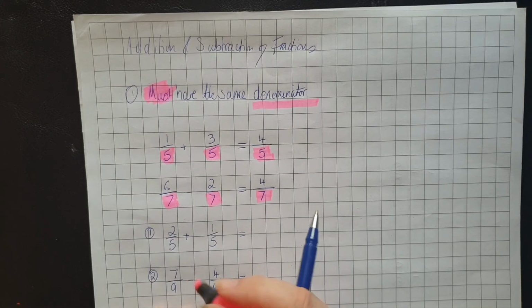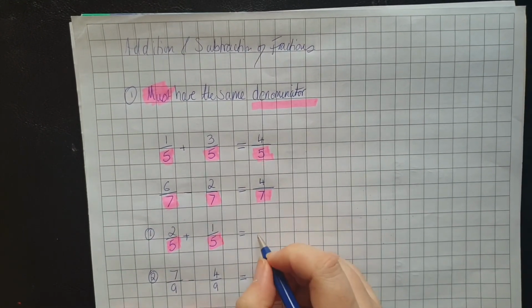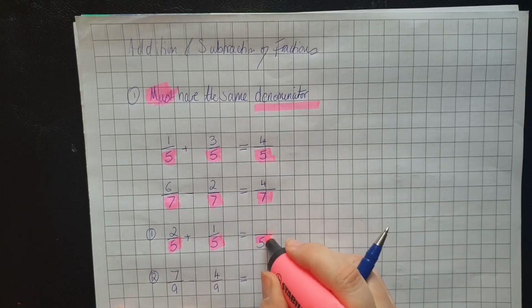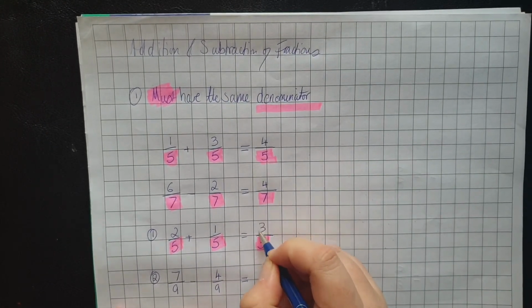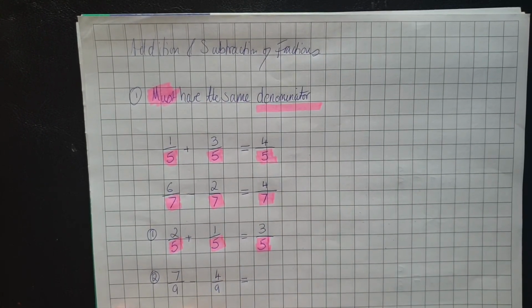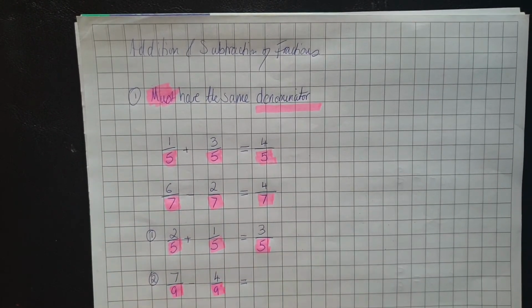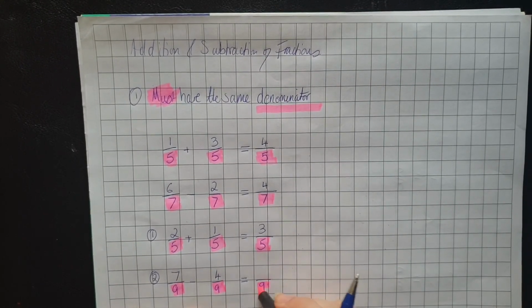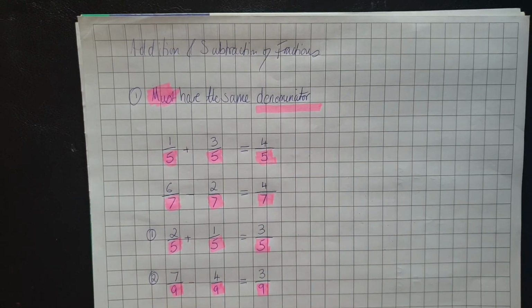So clearly the 5ths are the same, so we can keep the 5ths the same. 2 plus 1 is 3. Same principle with the 9ths. The 9ths are the same, so we can keep it with the 9ths. 7 minus 4 is 3.